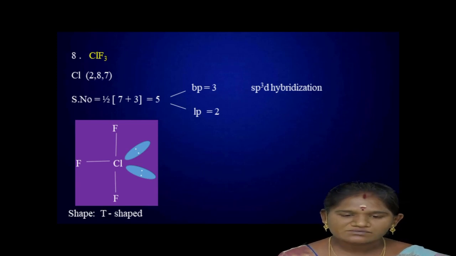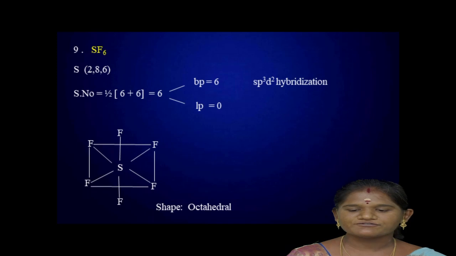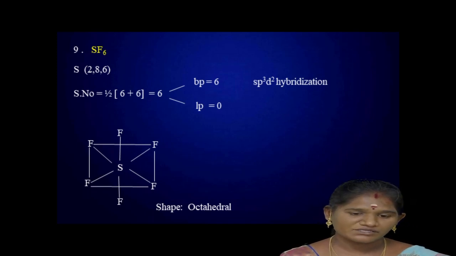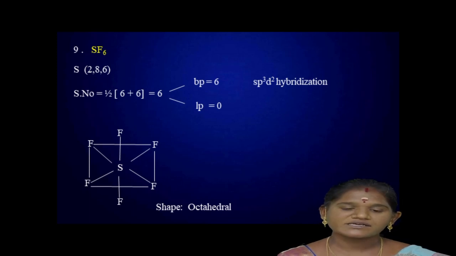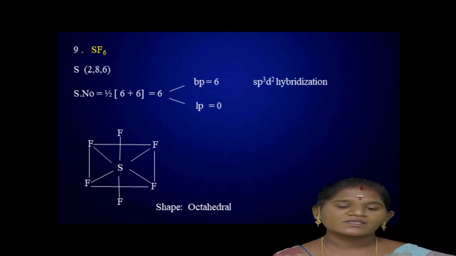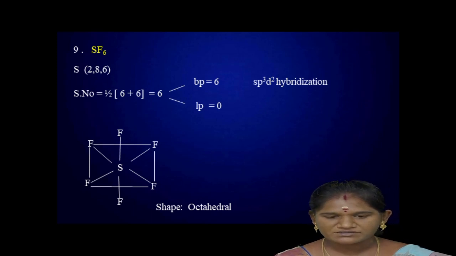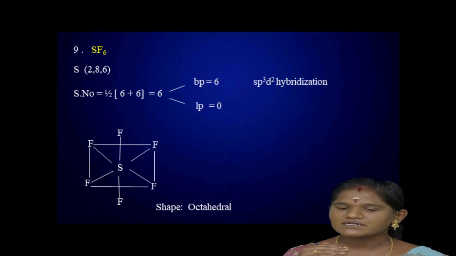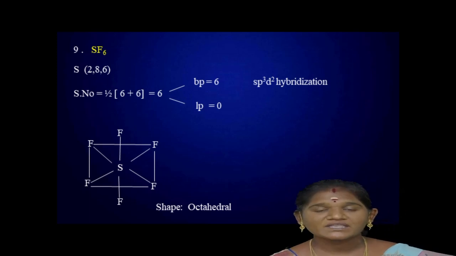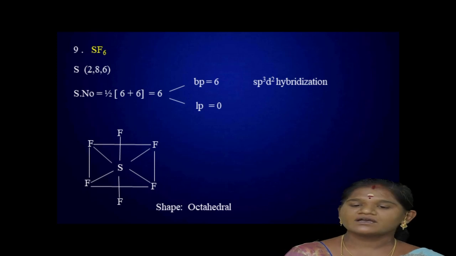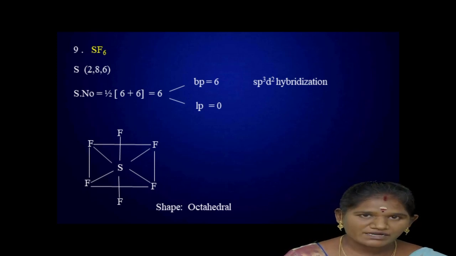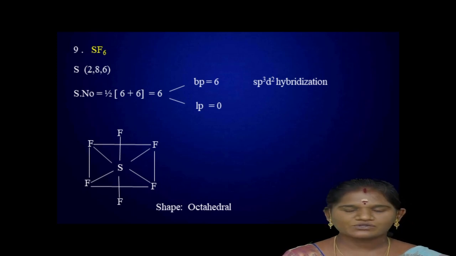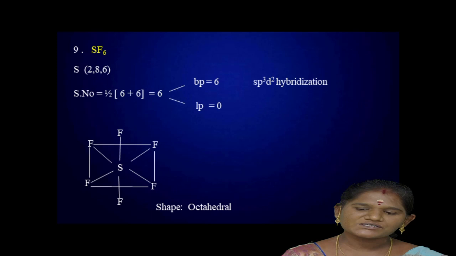Okay, so let us move on to the next molecule, SF6. The central atom is sulfur. The electronic configuration is 2, 8, 6. The steric number is equal to half into the valence electrons of sulfur, 6, plus there are 6 fluorine atoms. So the steric number is equal to 6. Here the steric number is increased by 1. So the hybridization will be sp3d2. Here there are 6 fluorine atoms, so the bonding electron pairs are 6. There is no lone pair of electrons, so the lone pair is equal to 0.